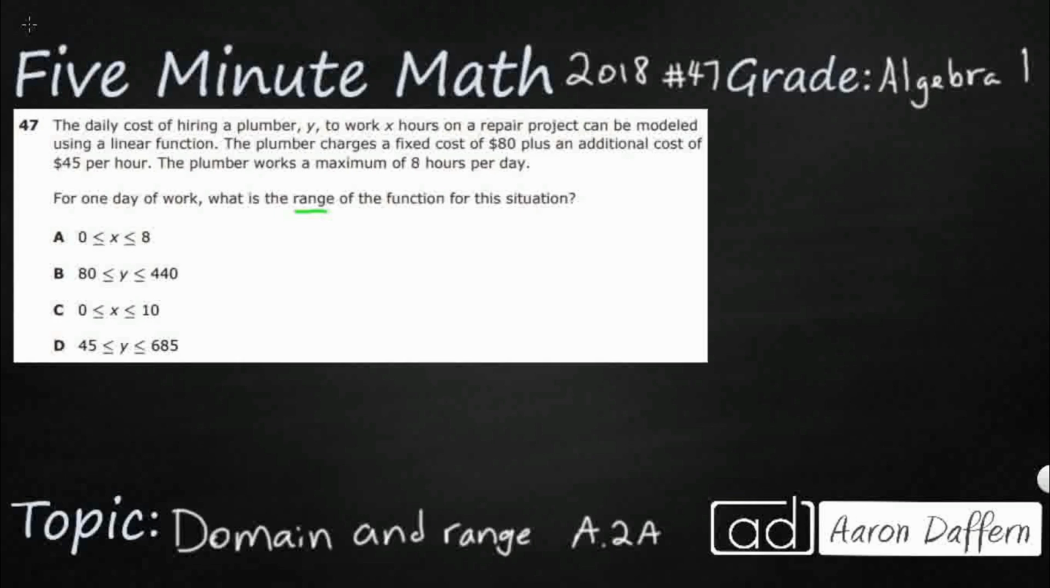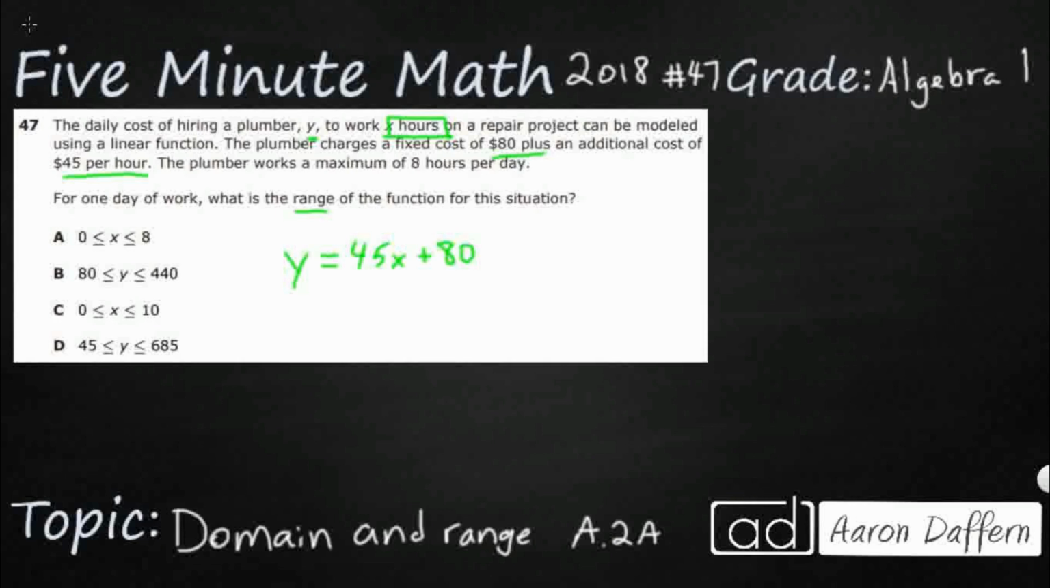So let's just build it like we normally would, right? So y equals, x is the number of hours, right? And then y is the cost. So we have a fixed cost of $80 plus an additional cost of $45 per hour. So this is going to look like slope-intercept form. So we're just going to say it's 45x, right? $45 for each hour plus that just standard $80 fee. All right, so there's our function.